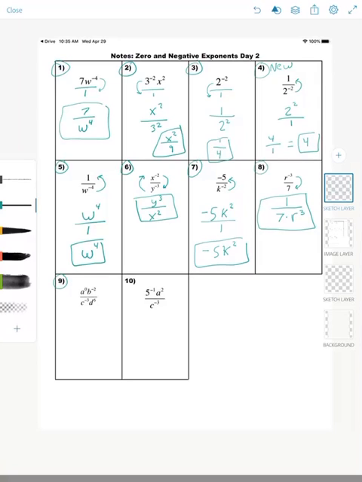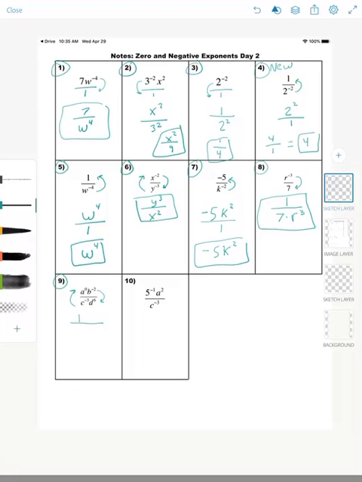Okay, number 9, we're going to remember that any number to the 0 power is equal to 1. So really, that a to the 0 there is just going to be equal to 1, and that's something we can do right away. Now the b to the negative 2 is not happy. It needs to move to the bottom. The c to the negative 3 is not happy. It needs to move to the top. And the d to the 6th on the bottom is perfectly happy because it already has a positive exponent.